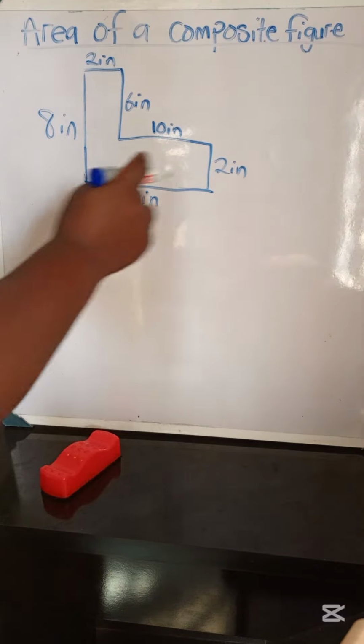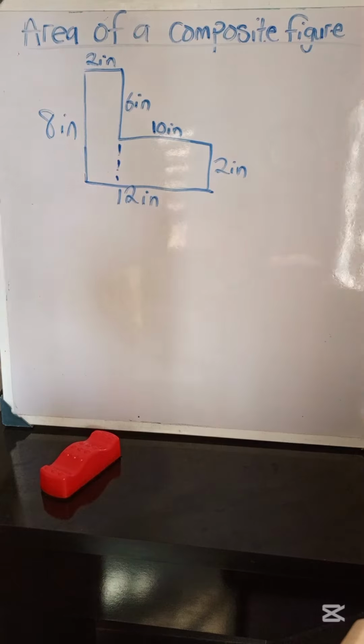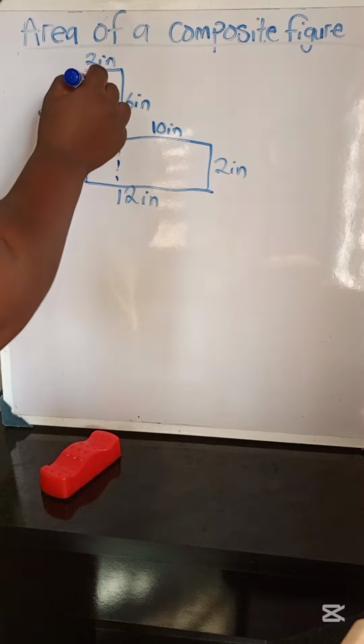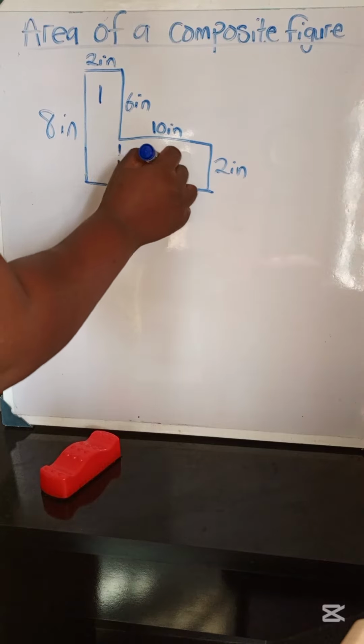We can break it down into two rectangles. We can put dash dash dash there to break this into two rectangles. So we're going to call this rectangle 1 and this is rectangle 2.